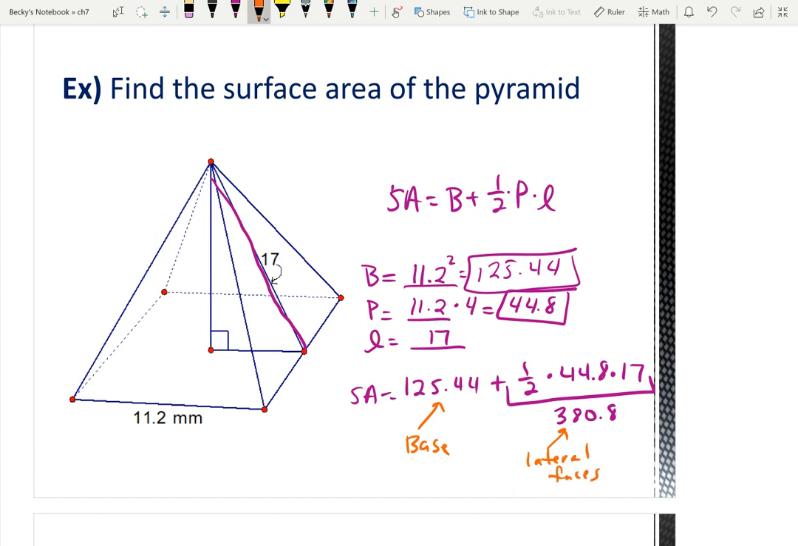Okay, so the same thing up here in this equation. B stands for base, we know that. So all of this is for the lateral faces. All right, so let's just add these two together and get your total surface area.